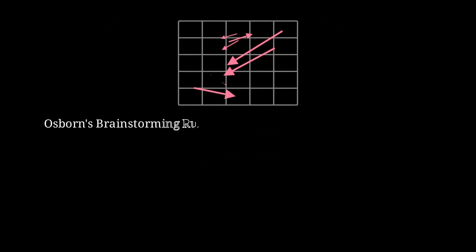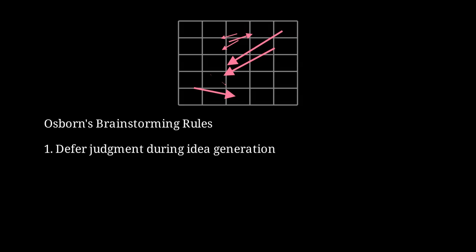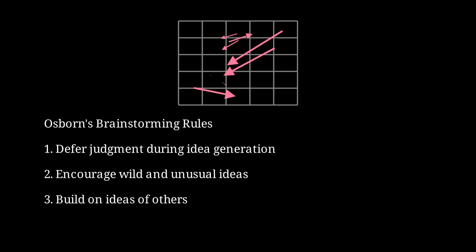Alex Osborne developed 4 key rules for effective brainstorming sessions. Rule 1. Defer all judgment and criticism during the idea generation phase. Rule 2. Actively encourage wild and unusual ideas, as they often lead to breakthroughs. Rule 3. Build on and combine the ideas of others to create new variations.